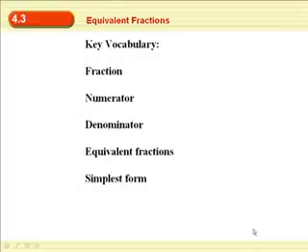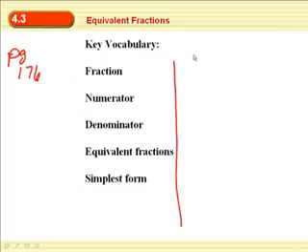7th grade 4.3, we're going to talk about equivalent fractions on page 176. So if you'd open up your books to page 176, there's a lot of vocabulary here. A fraction is when a number is written in the form A over B. A is the numerator and B is the denominator. Number on the bottom, number on the top.